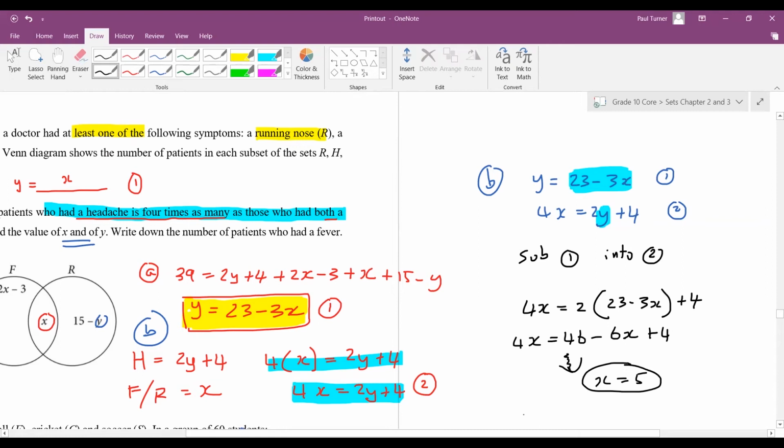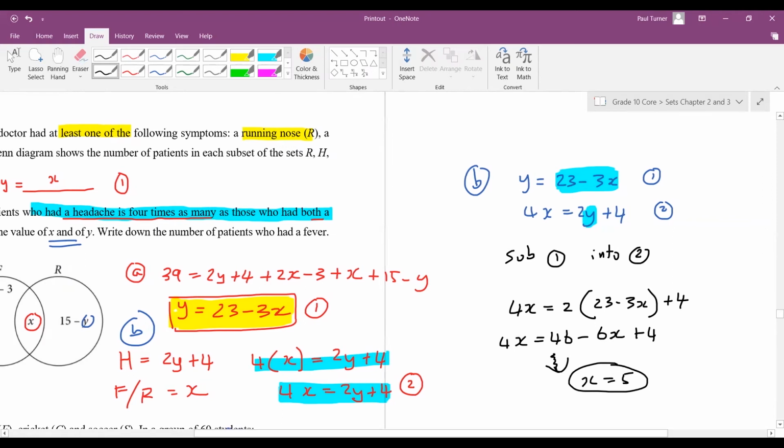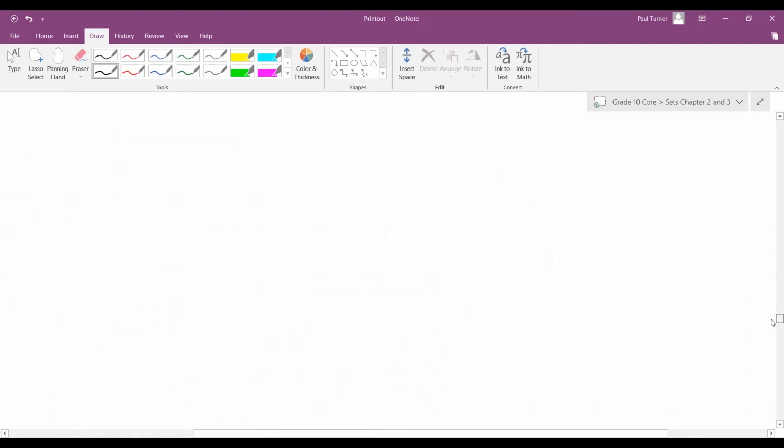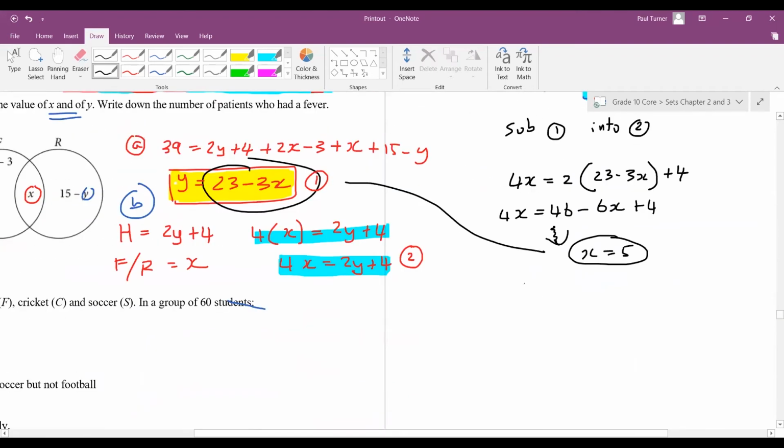All right, and when you want y, just put it back into, for example, this equation here. So just stick it back in there. So y equals 23 minus 3 times 5. 23 minus 15, that's going to be 8, isn't it? So y equals 8, like that.